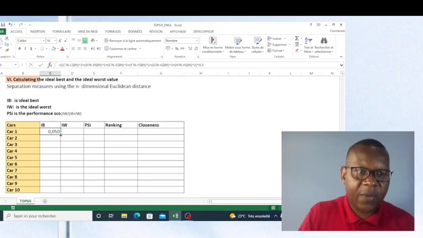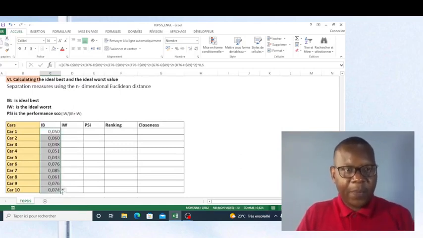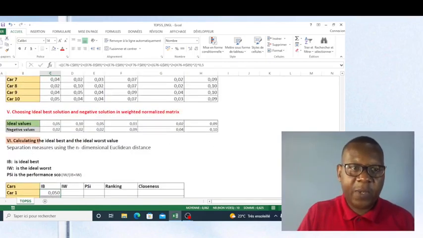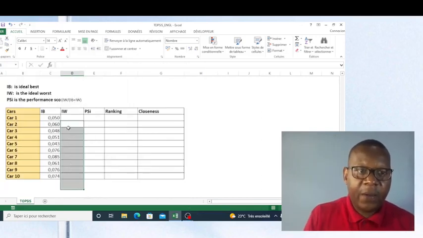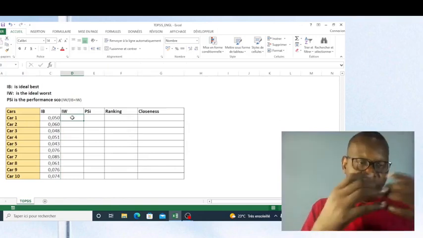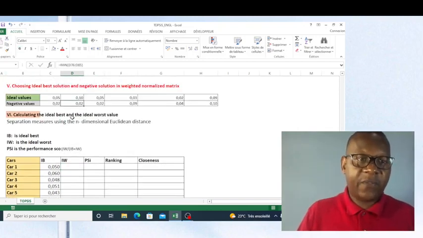I can drag down the formula like this, and I will do the same, but what will change is the value that I will use when I will be making minus, because I will use this value, this one. Okay, friends, now I'm going to show you how I can calculate the ideal worst. It is the same formula, but I will use these negative values.